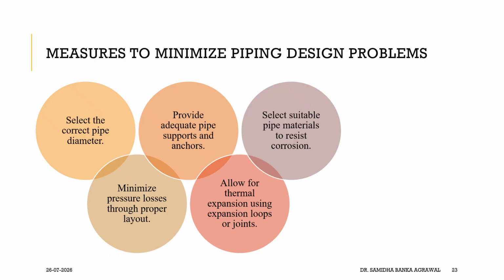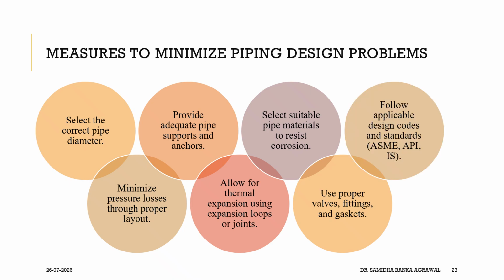Then select suitable pipe material to resist corrosion. Then we should use proper valves, fittings and gaskets. Improper use will lead to fluid leakages, or the pipe can even burst out. Then we should definitely follow all the standard codes such as ASME, API, IS.